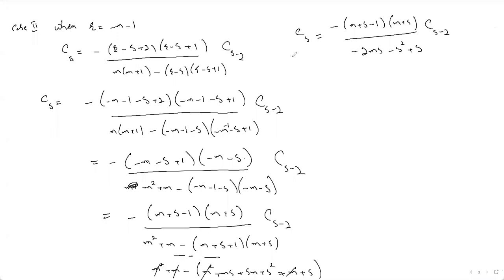So now what I will do, I will just take the minus s outside. I can write this as m plus s minus 1 into m plus s divided by, I will just take s outside, so it will be now 2 minus 2s into 2m plus s plus 1. Minus and minus will cancel out, c s minus 2.